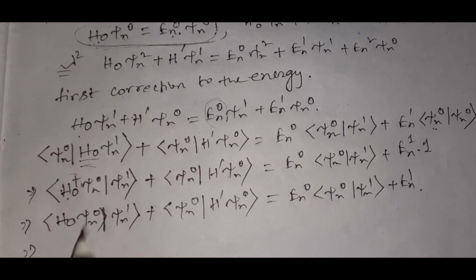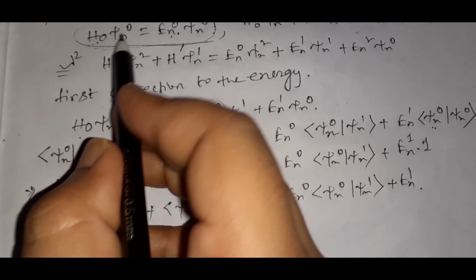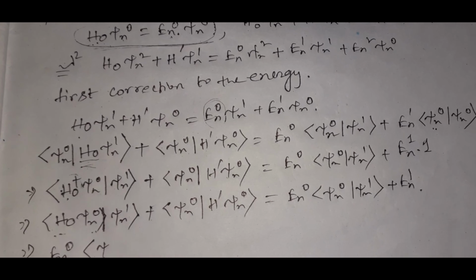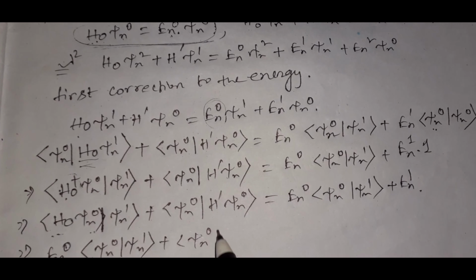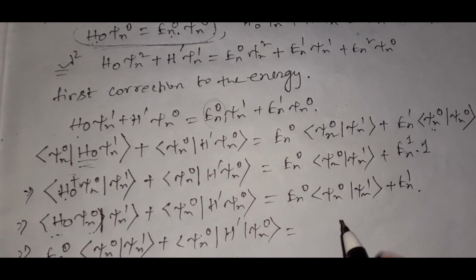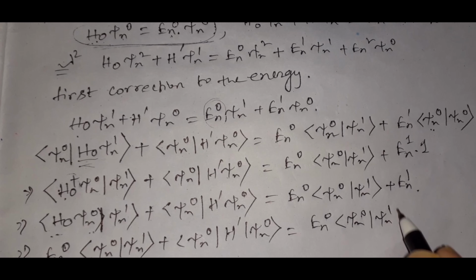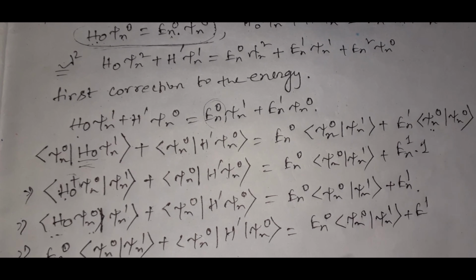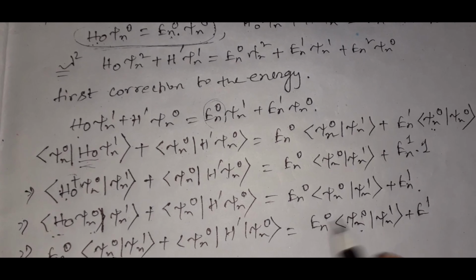Now what do we get from this? We get En0 ψn0 ψn0, as I told you earlier. You can see that this is the expectation value of H prime. Okay, so these two terms are equal, so they cancel out. So what do we get?